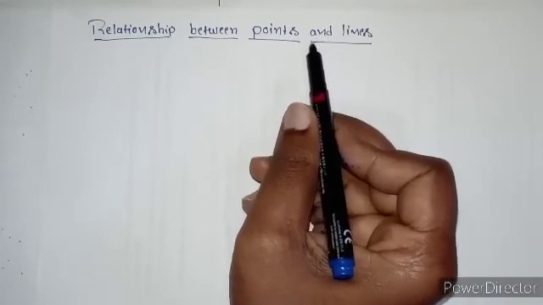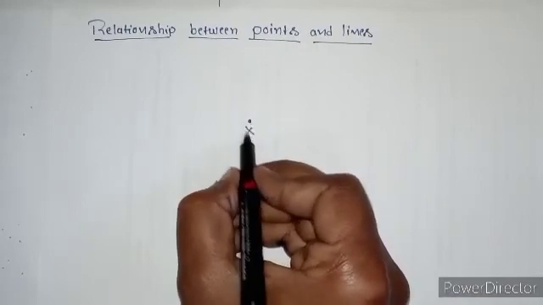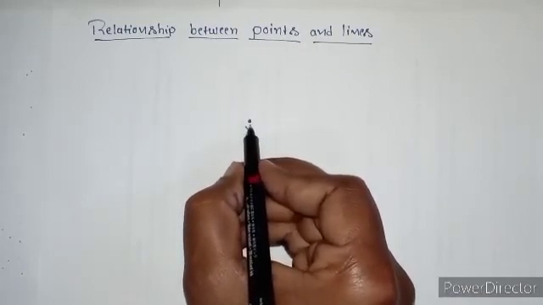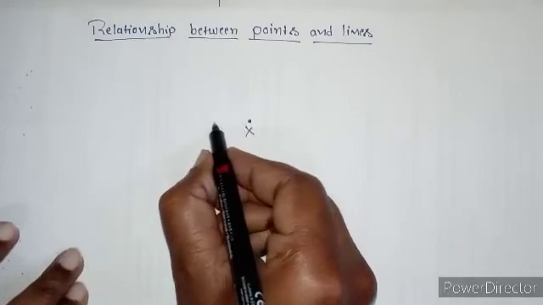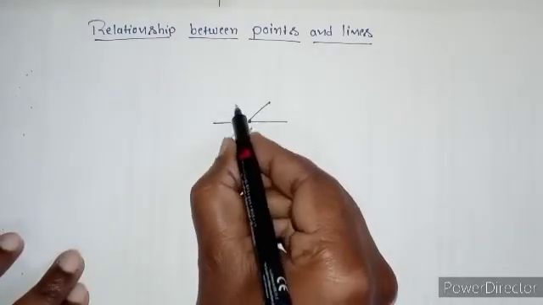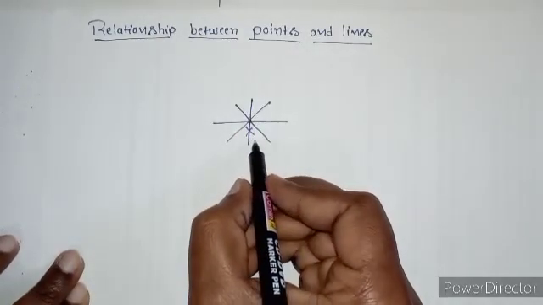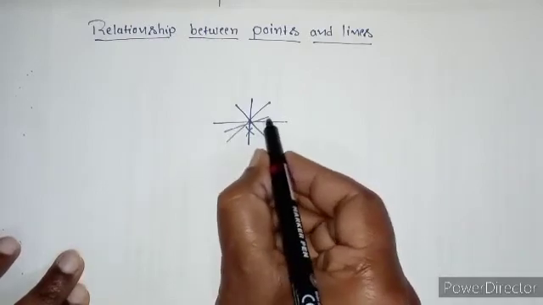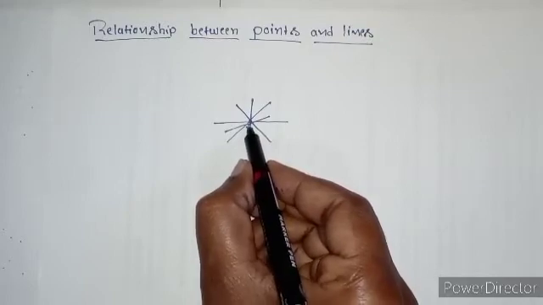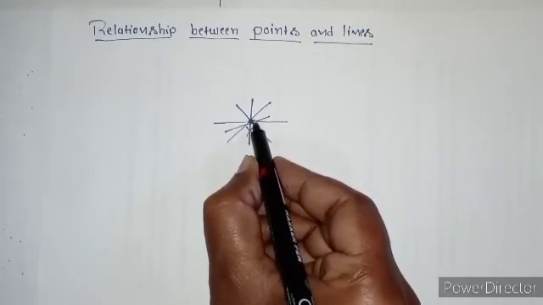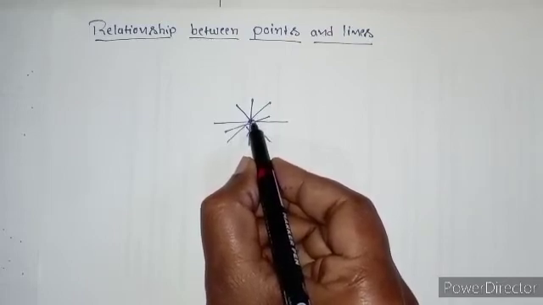For example, here this is one point, right? Here x is one point, and how many lines can be drawn through a point x? We can draw infinite lines, like this. We can draw an infinite number of lines passing through this point, right? The lines that pass through the same point are known as concurrent lines.